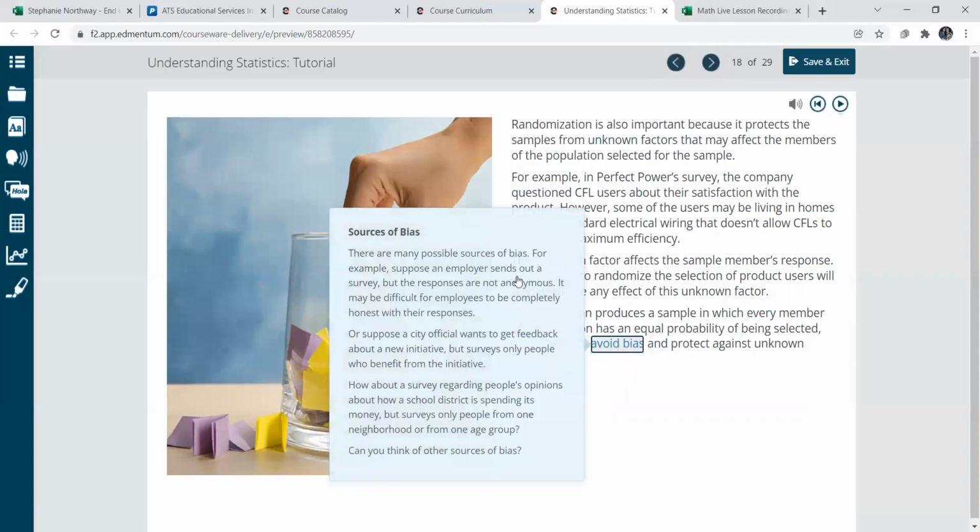How to avoid bias? Okay, there are many ways to avoid bias: making sure that you're not selecting people of a certain group or gender or something like that, making sure that your sample is even and spread out so you're getting all different types of opinions, not just one opinion.